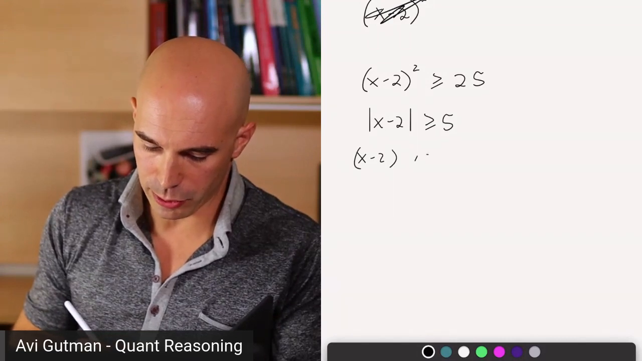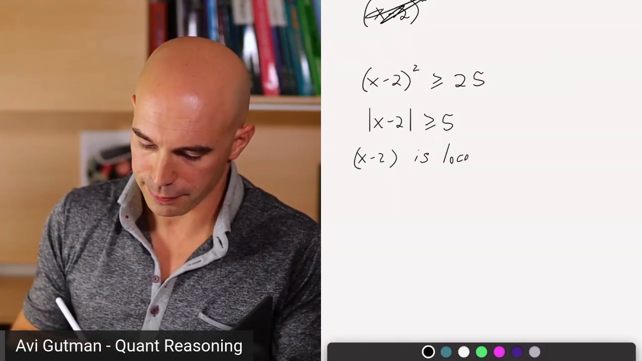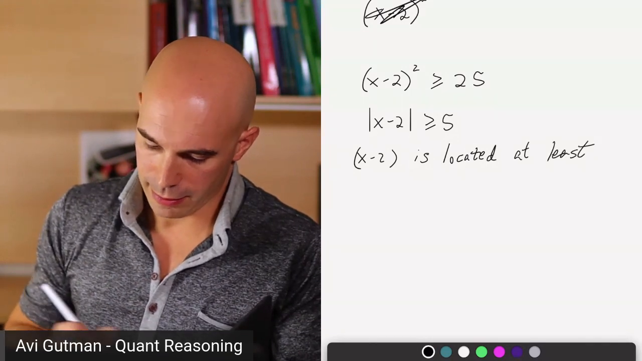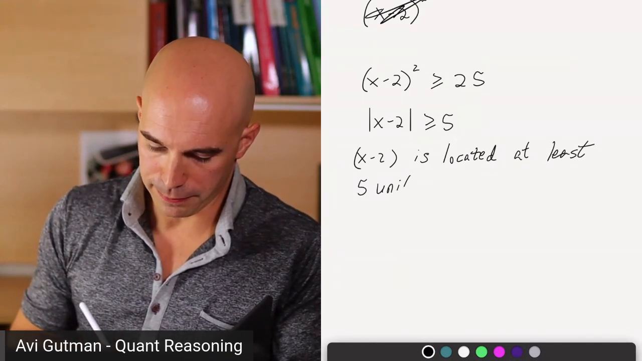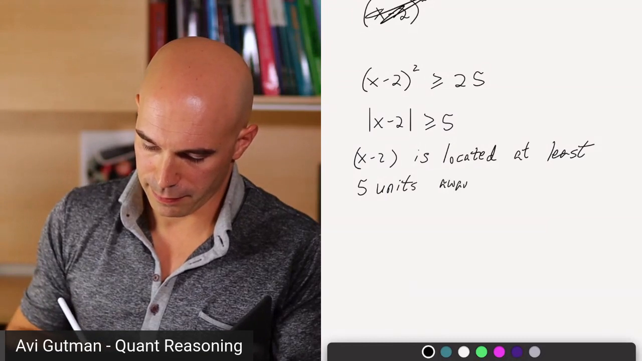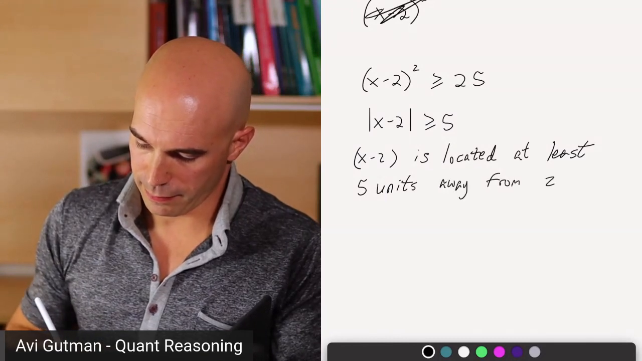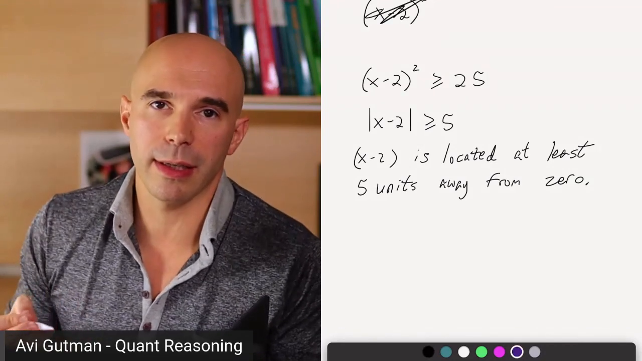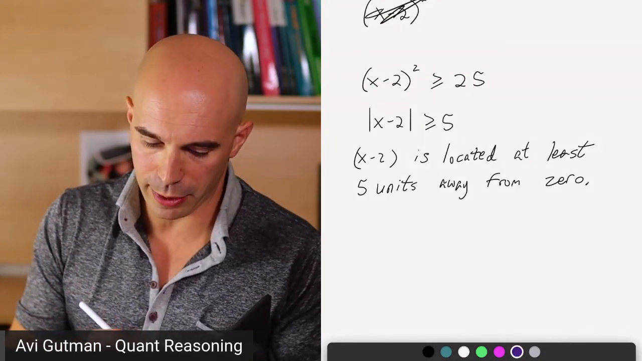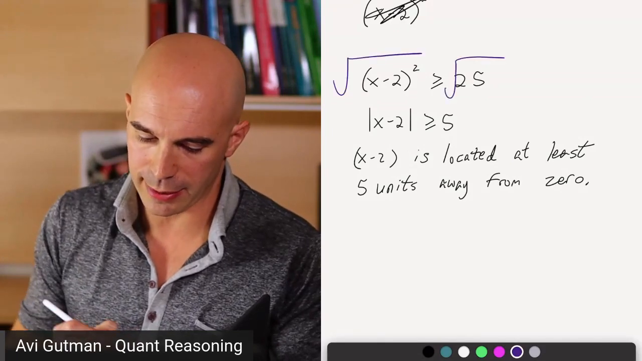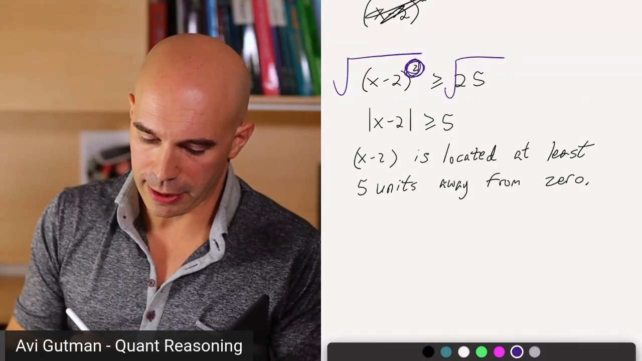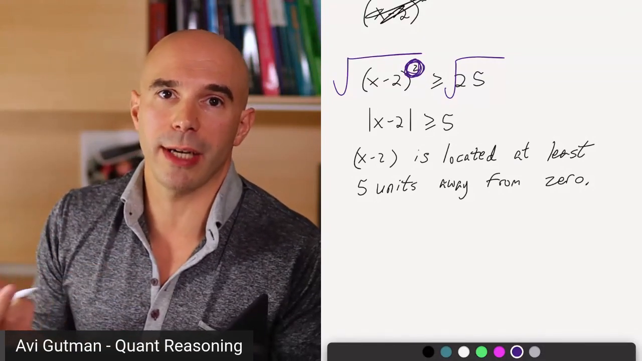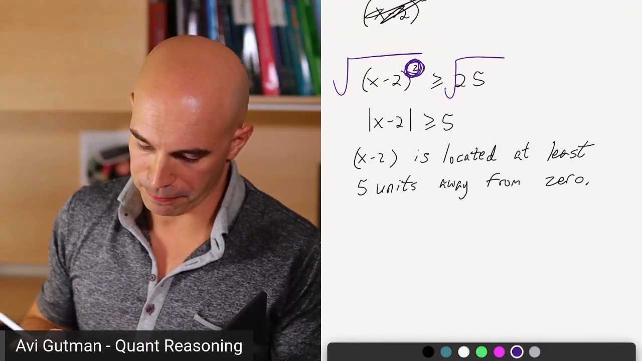The absolute value of x minus 2 is located at least 5 units away from 0. And just in case you didn't know, the reason I'm using an absolute value when I take the square root of both sides is because of that even exponent that hides the sign. It hides which side of 0 this all began.